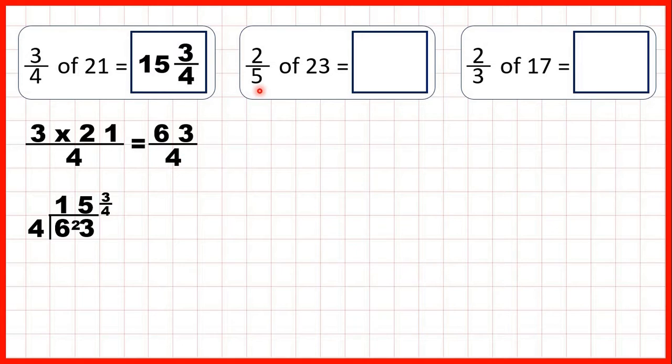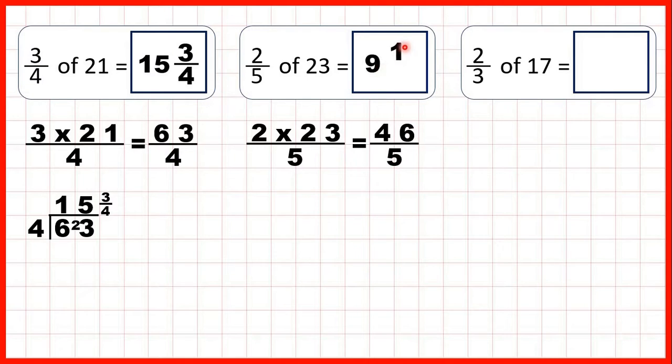Now we need to find 2/5 of 23. So we can write that out as 2 times 23 over 5, because we're going to multiply by the numerator and then divide by the denominator to get a mixed number as our answer. So 2 times 23 is 46, so we can show the division as an improper fraction, 46 over 5. Now 46 divided by 5 is 9 remainder 1, and the denominator stays the same. And we can check 9 times 5 is 45, plus 1 is 46, so our answer is 9 and 1/5.